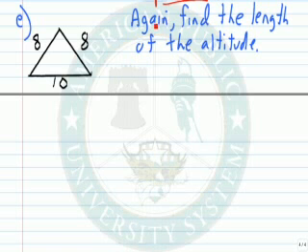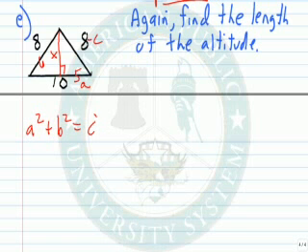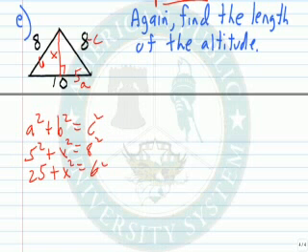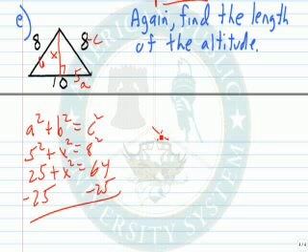Let's try one more example to find the length of the altitude, which will be this line right here. This will be 5, and we're trying to find the value of x. So this will be our A, this will be our B, and this will be our C. So we have A squared plus B squared equals C squared. 5 squared plus x squared equals 8 squared. 25 plus x squared equals 64. Let's subtract 25 from both sides of the equation. So we have x squared equals 39.